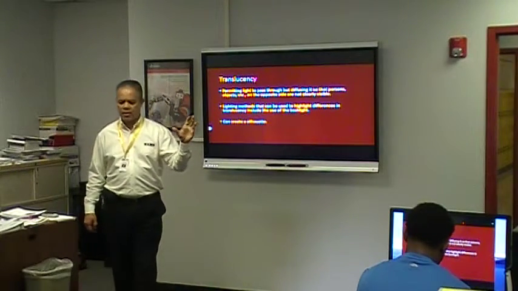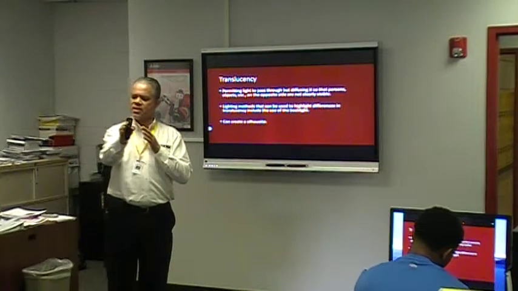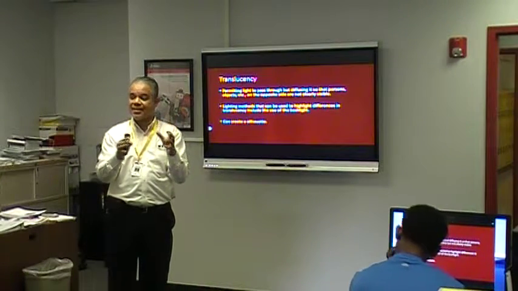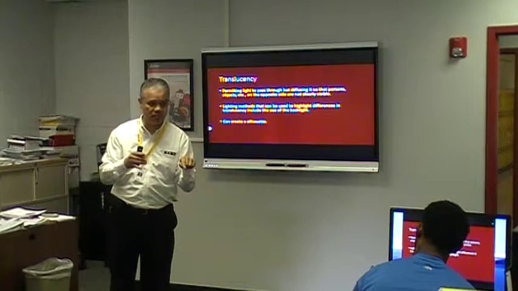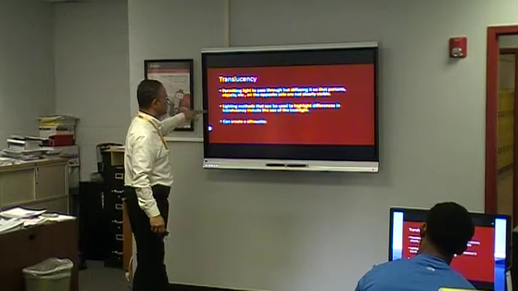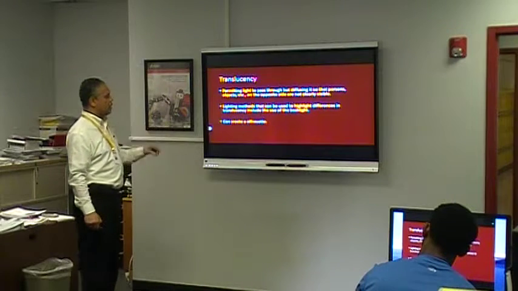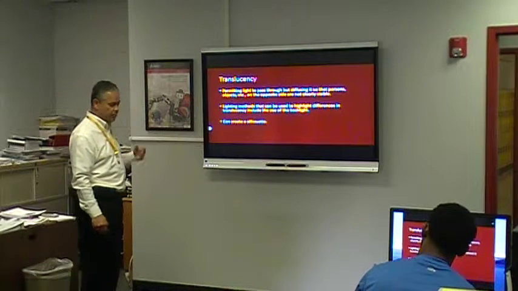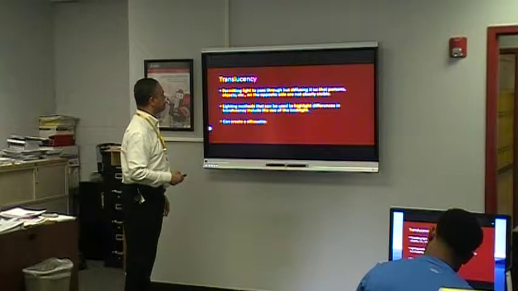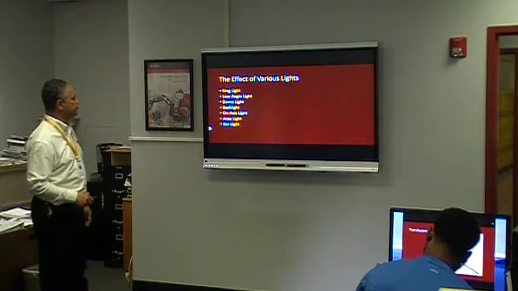Translucency. You all have seen a piece of glass that's sort of frosted, right? When you look through it, you can still sort of see the silhouette of the person, but you can't really tell the details. That's translucency, which is distinguished from transparency. Okay? Lighting methods can be used to highlight the differences in translucency. A common example is the use of backlight. Okay, and that's an example of that.